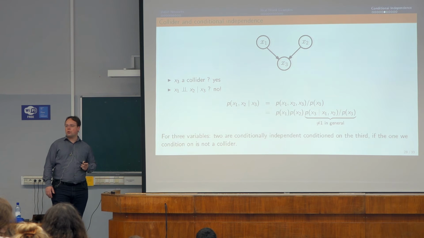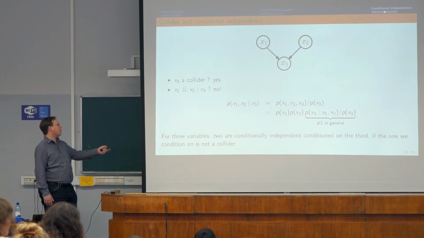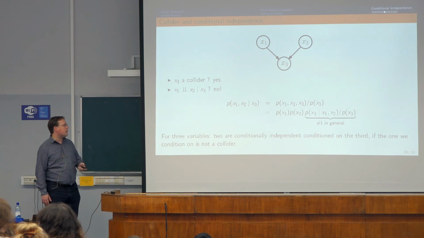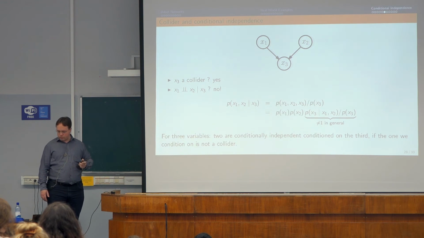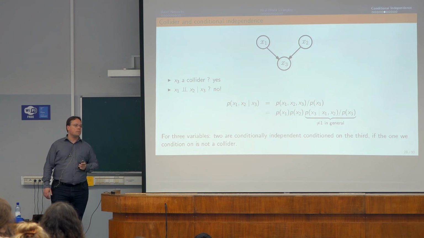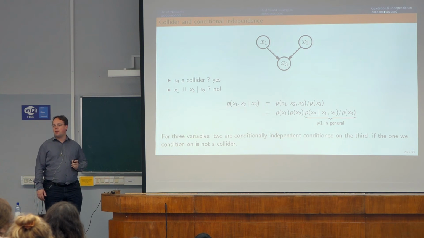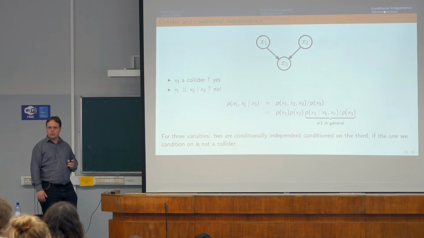So that's the general rule for these 3 variables. For 3 variables, 2 are conditionally independent given the third one if there is not a collider in between. If the third one in the middle is not a collider. Of course, 3 variables is not the most exciting case, but we see that colliders have to do something with independence, or conditional independence to be precise.